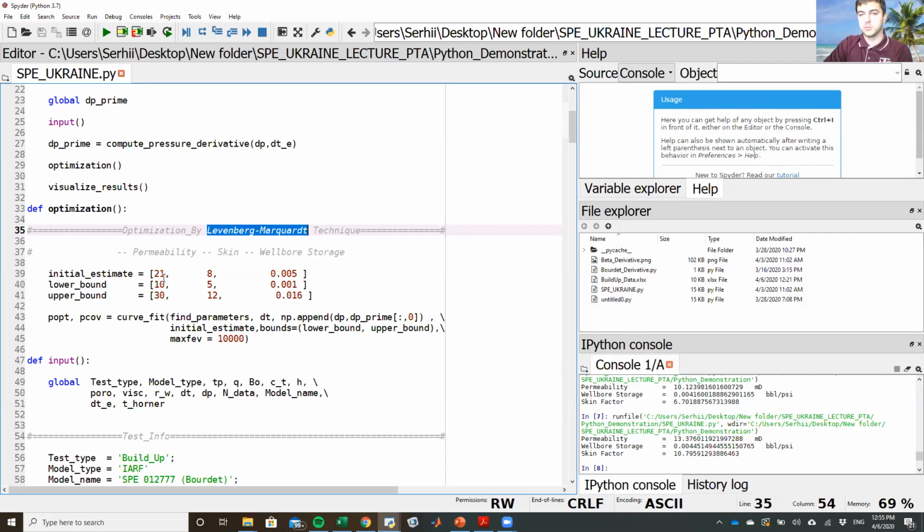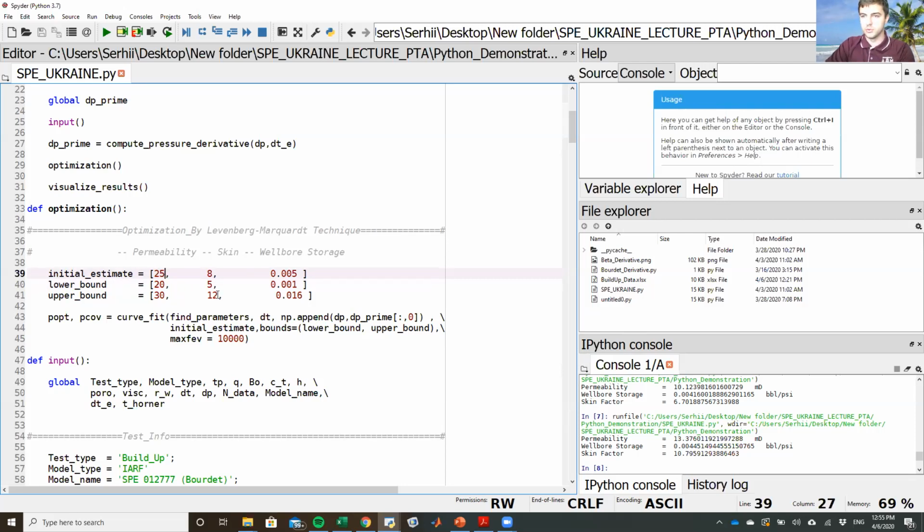Because there you have much more constraints and much more unknowns. But here, what we are using is essentially permeability, skin factor, and wellbore storage. So those are going to be 3 of our unknowns, and we have to specify our initial estimate, lower bound, and upper bound. In this case, let's assume that our lower bound of permeability is 20 millidarcy, our initial estimate is 25, and upper bound is 30.